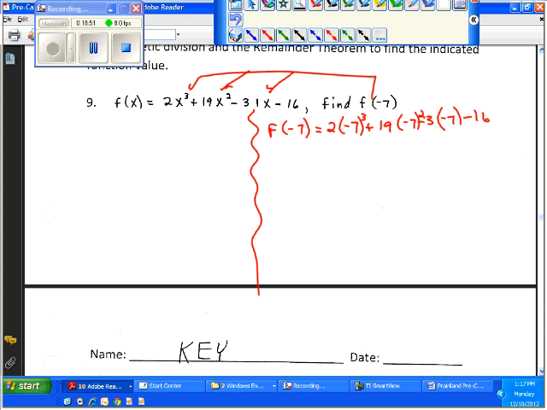Now somebody punch it out in the calculator and hit enter. 2 times negative 7 cubed plus 19 times negative 7 squared minus 31 times negative 7 minus 16. We want to find the function value the old-fashioned way. Now, you don't have to do that on a test. We just want to validate this rule since it's our first look at it. 446.